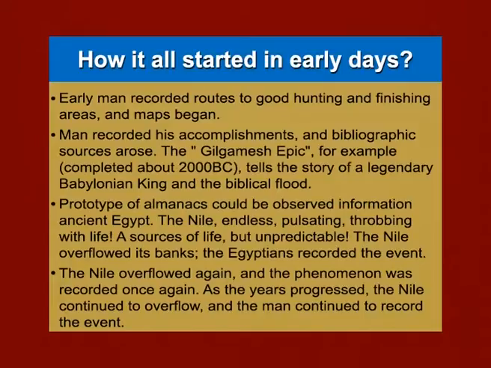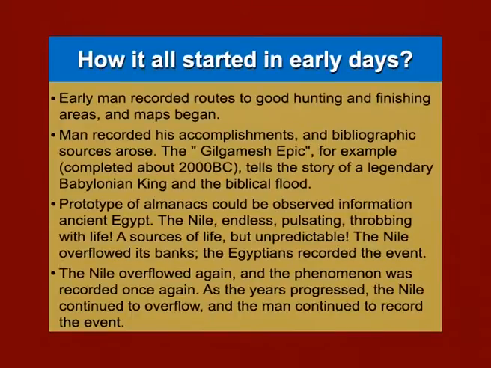Now, how did it all start? Early man recorded routes to good hunting and fishing areas, and maps began. See, this is a very important thing. For example, every person wants to do hunting in a particular forest area using certain kinds of instruments. They recorded this entire thing, inscribed on a stone or in the caves. That gives a clear depiction to the person that these kinds of animals were there, because animal pictures are there, and these kinds of instruments were used for hunting. Even that gives birth to different kinds of maps also. Locations were defined, and different fishing areas were given. So, this is extremely important.